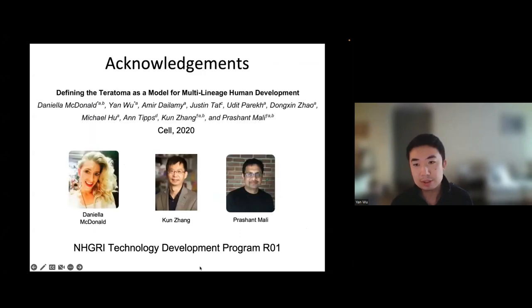Just some quick acknowledgements. So Daniela was the lab member, my lab mate in Prashant's lab, who worked on the experimental side of things. And then obviously Kun and Prashant were the co-corresponding authors on this study. And it was funded by the NHGRI R01.